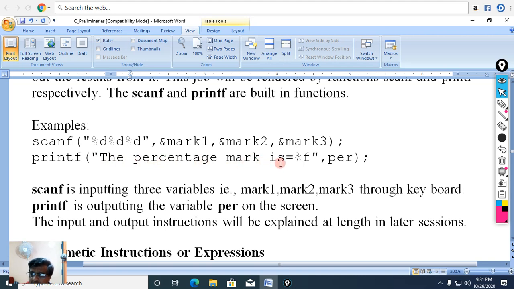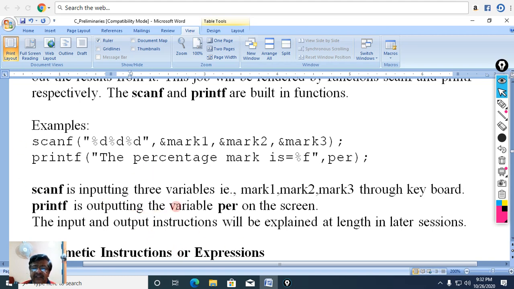The percentage mark is %f, like percentage. This is the variable which will go and sit in this particular location, because it is a float type variable. It will find its place over here, and these quotes will be missing when you run the program, but the percentage mark is equal to, this will surface on the screen. Using this kind of statement in the printf function will increase readability of the program and also interactiveness of the program to some extent.